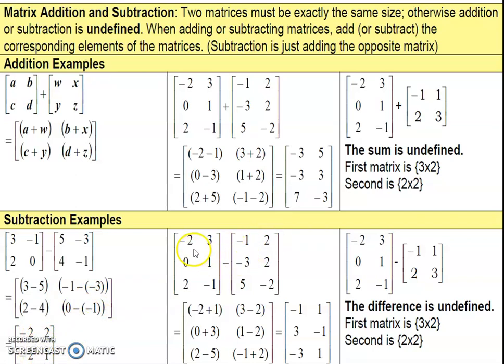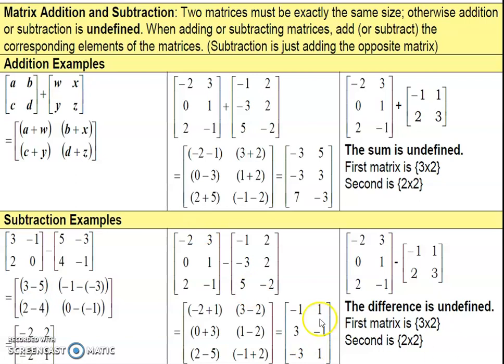In the second example, minus 2, 3, 0, 1, 2 minus 1, and minus 1, 1, 2, minus 3, 2, 5, minus 2. In the previous example we took the addition; here we have to take subtraction. So minus 2 plus 1, 3 minus 2, 0 minus of minus 3, 1 minus 2, 2 minus 5 and minus 1 minus 2. So the answer we get is minus 1, 1, 3, minus 1 and minus 3, 1.